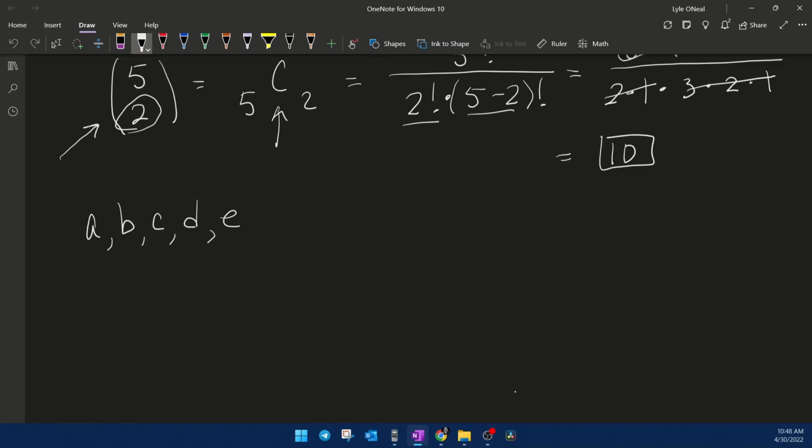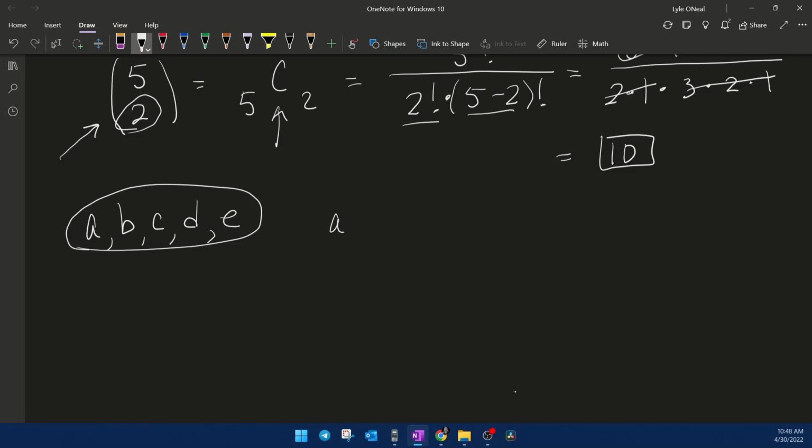Now, what does that mean? It means that the combination AB would be the same as the combination BA because the order doesn't matter. So these wouldn't be 2 separate groupings, they would be the same thing. So in other words, now we want to calculate how many ways are there to take the first 5 letters of the alphabet and write them in groups of 2.